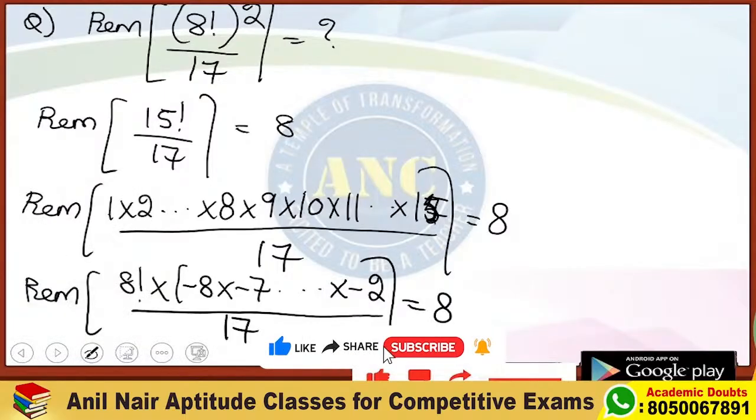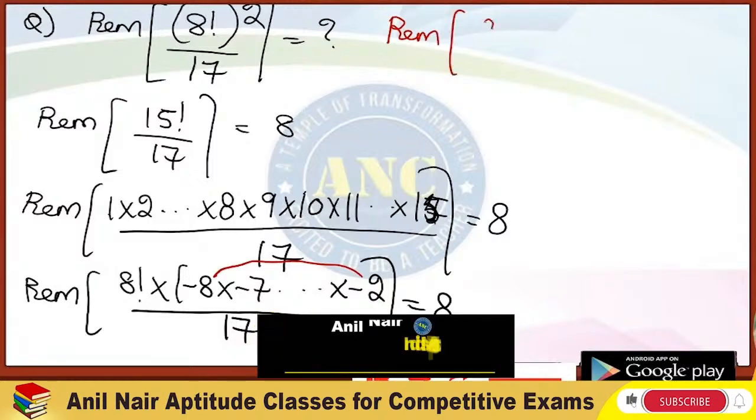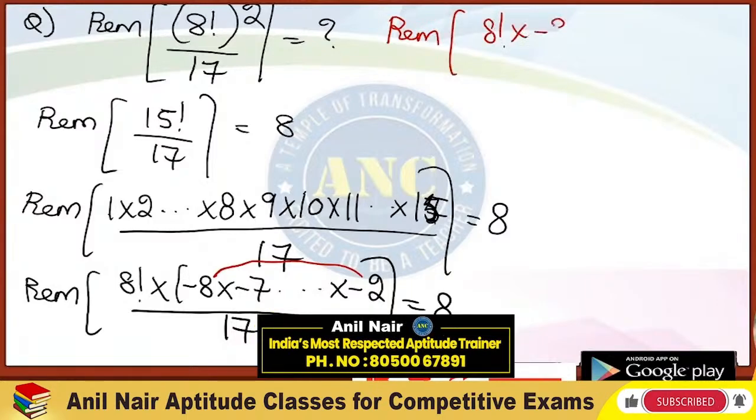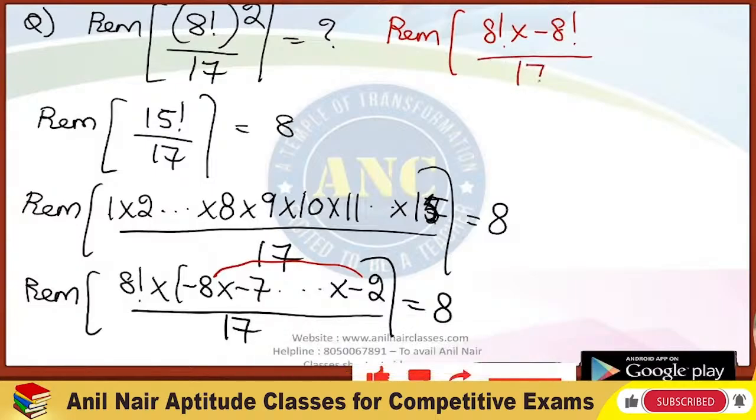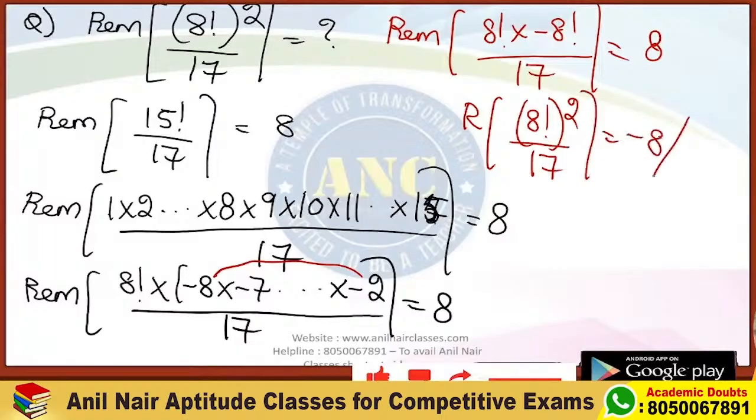Again I am repeating, 9 divided by 17: 17 ones are 17, minus 8, minus 7, and so on up to minus 2. From 2 to 8, there are 7 negatives. If I multiply 7 negatives, I will get a negative. So minus into 8 factorial divided by 17. 8 factorial whole square divided by 17 is minus 8. Negative remainder 8, positive remainder 17 minus 8, which is 9.